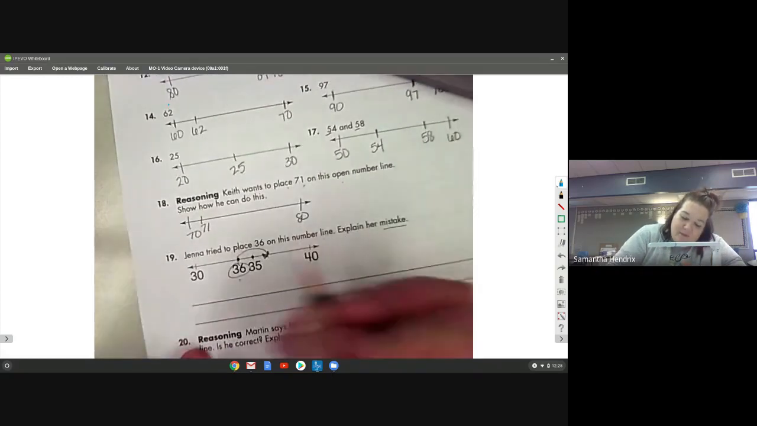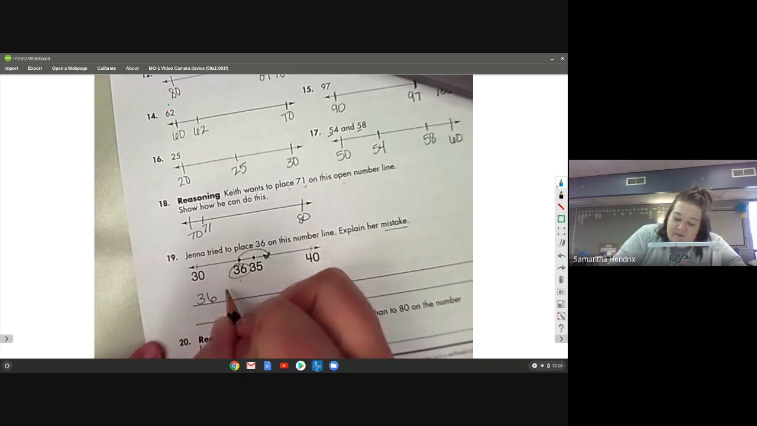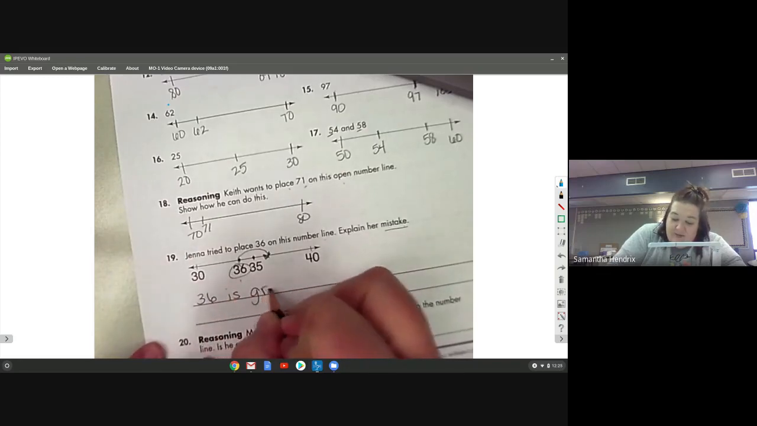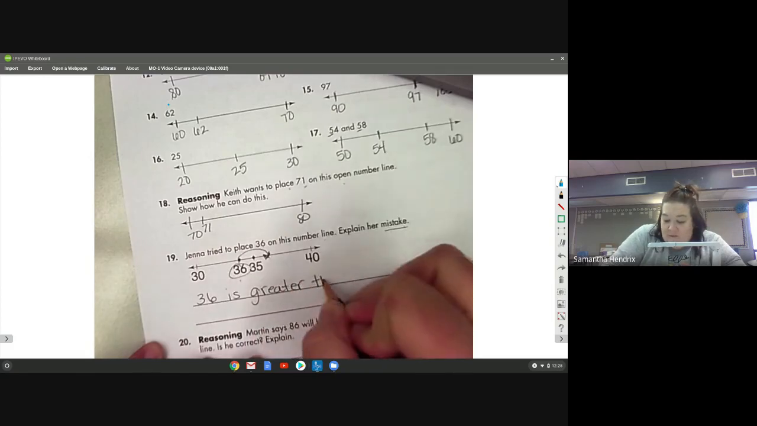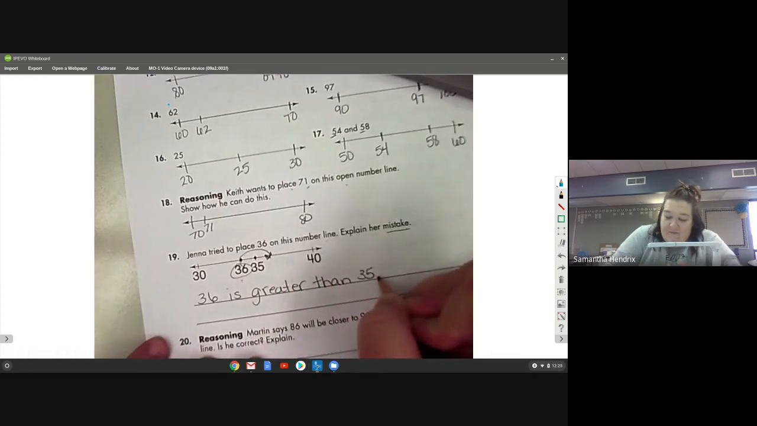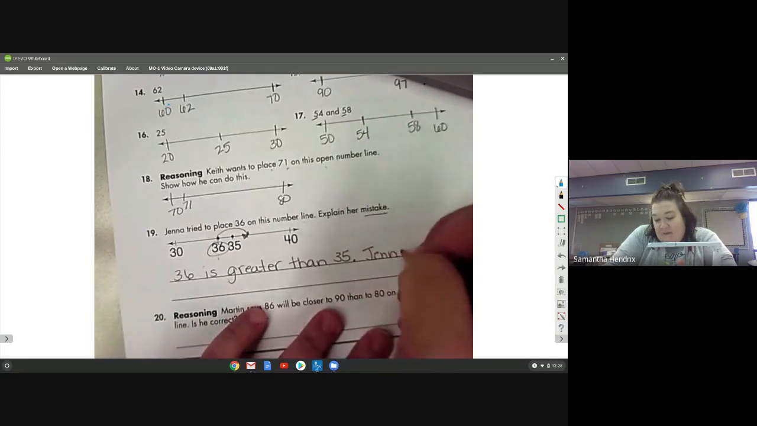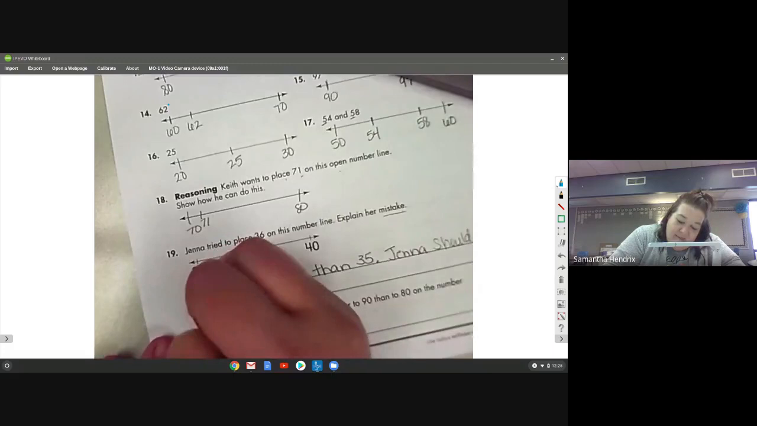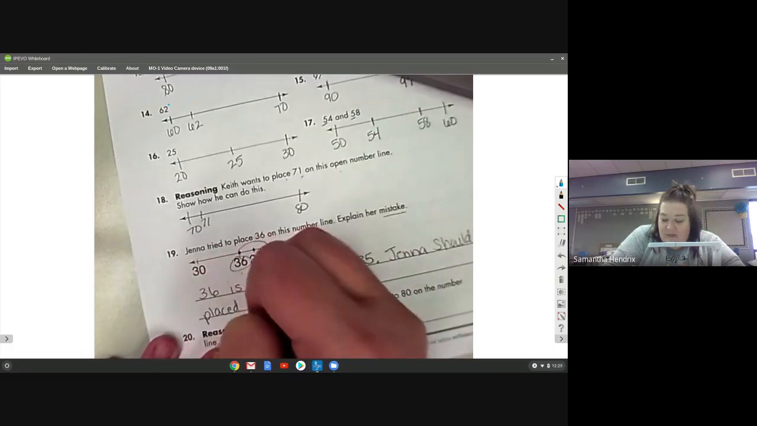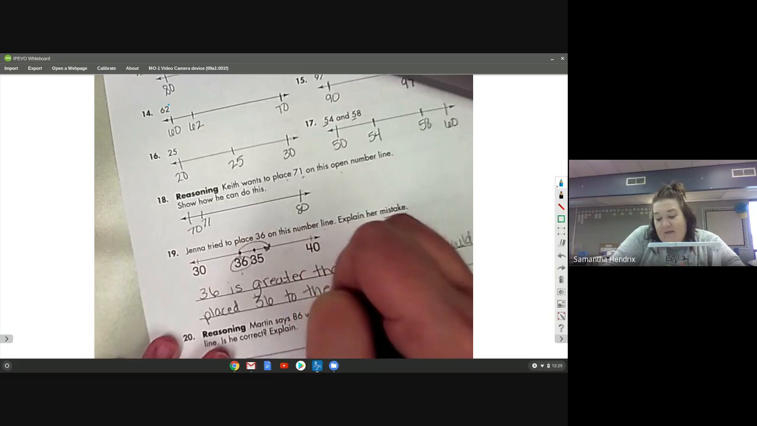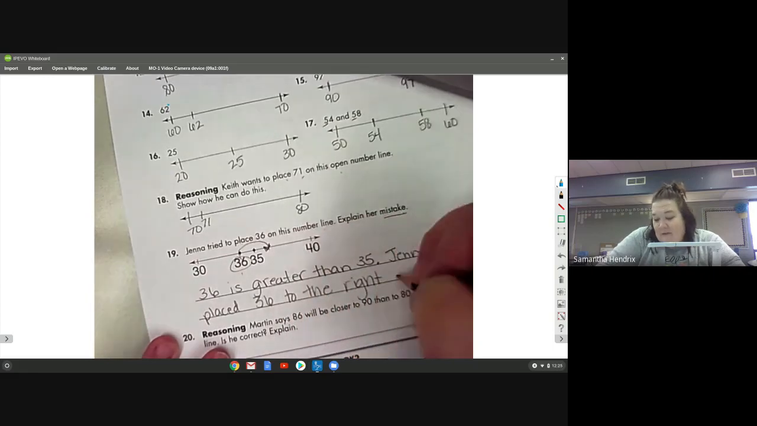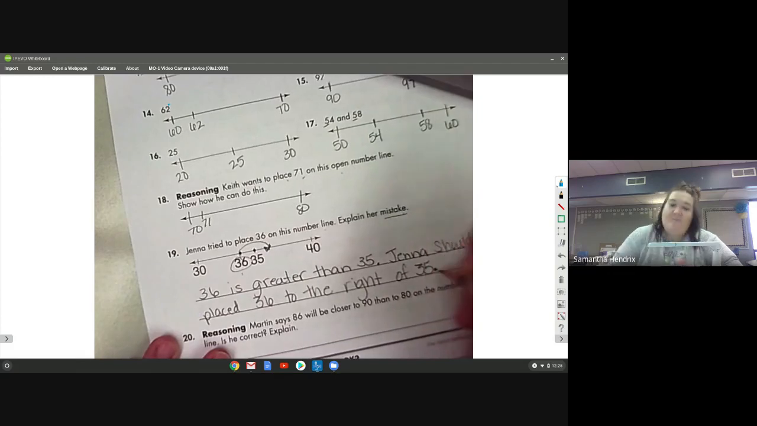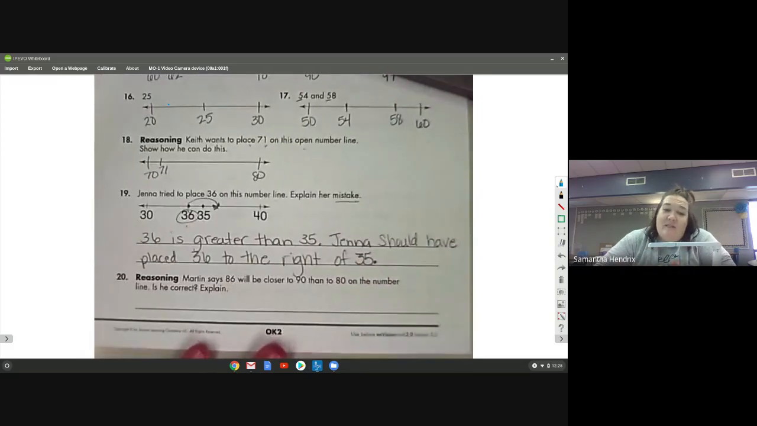Okay. We're going to say 36 is greater than 35. Jenna should have placed 36 to the right of 35. Write all of that because you have to take a picture and send it to me. Make it neat. If I can't read it, it doesn't count.